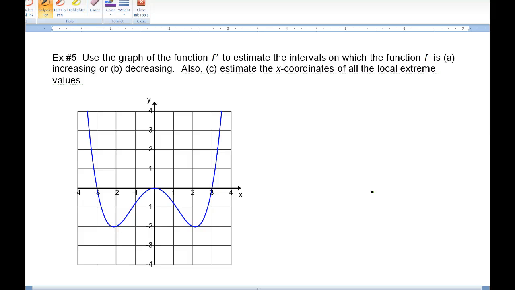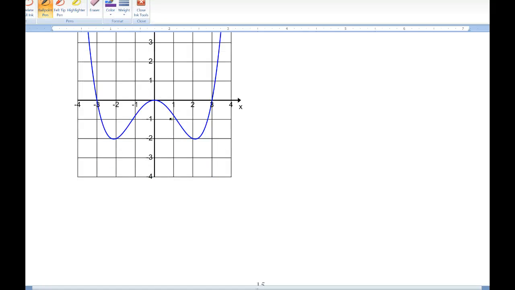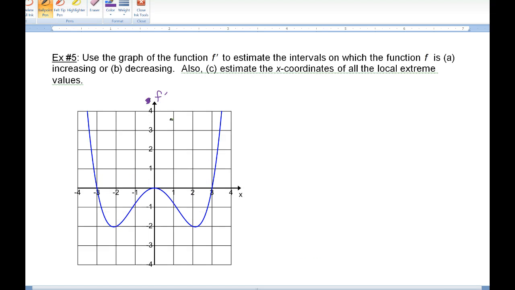Okay, next one. Now we're going to use the graph of f prime, so I should have labeled this as f prime. We're going to use this graph to estimate the intervals on which the function is increasing or decreasing, and then we're going to estimate the x-coordinates of all the local extreme values. Okay. So first of all, let's look at the derivative.